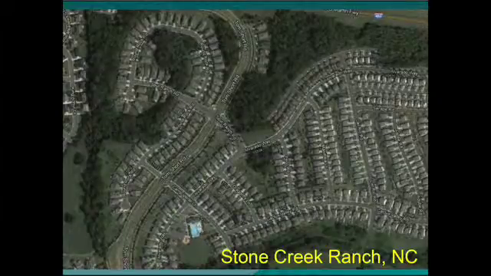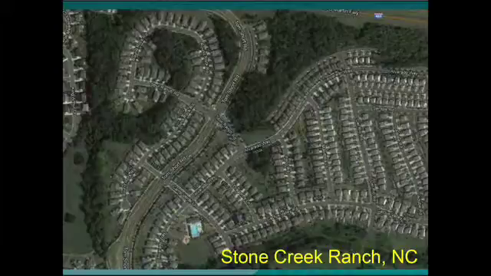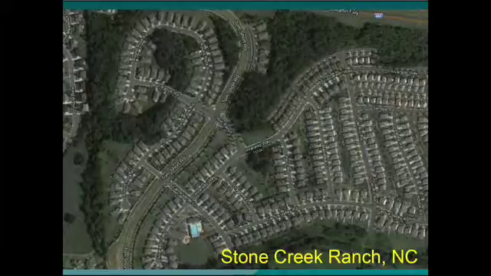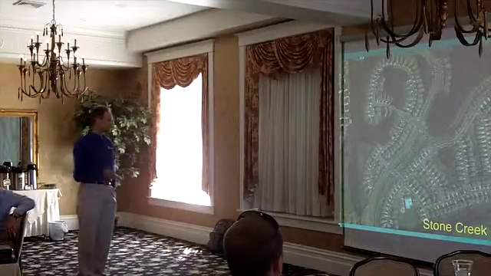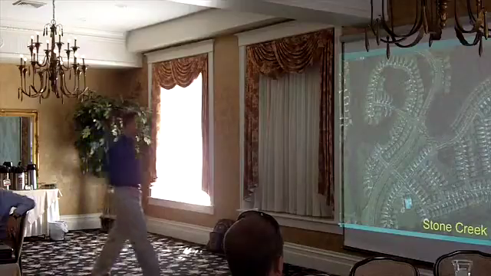So this is Stone Creek Ranch, North Carolina. Again, cluster subdivision, right? You can see they've set aside areas. What you can't tell here is these were the natural swales, the natural flow paths that they then set aside and protected. They didn't allow development in these areas. Okay, so this is a cluster subdivision.